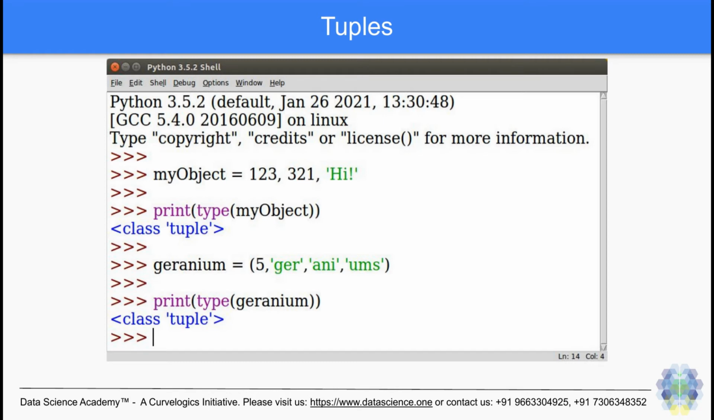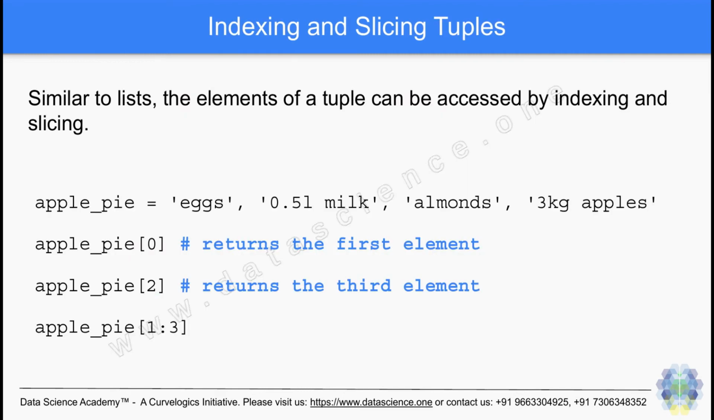Here we have created a variable called myObject containing the elements 1, 2, 3, 3, 2, 1, and high. When we check the data type of myObject, Python returns a tuple. Note that we created the variable without any parentheses. We create another tuple called geranium by enclosing the elements within parentheses. Similar to lists, the elements of a tuple can be accessed by indexing and slicing.